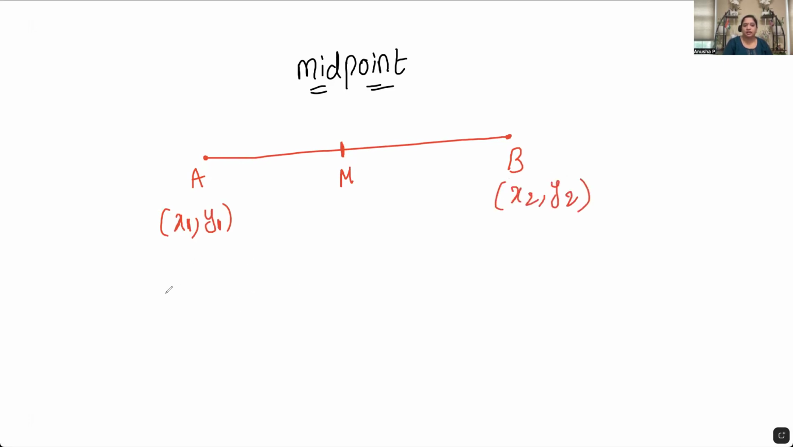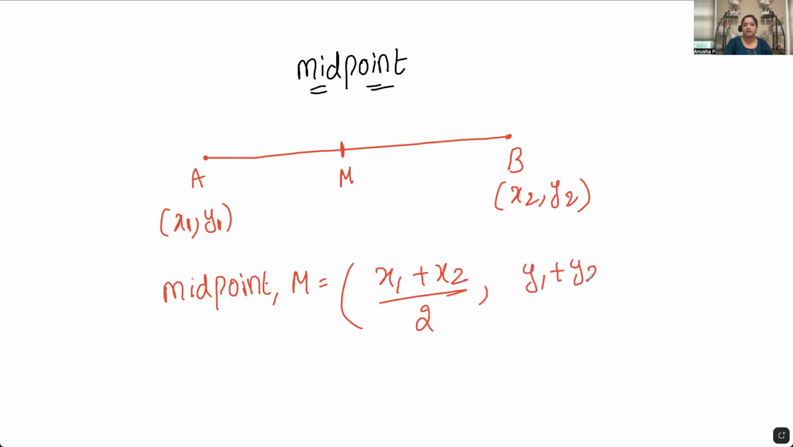Okay. So now how we will find the midpoint is: midpoint M equals, the formula is x1 plus x2 over 2 comma y1 plus y2 over 2, because midpoint will be the center of the two endpoints. So we are finding the average of the 2 points. So the formula is x1 plus x2 over 2 comma y1 plus y2 over 2.